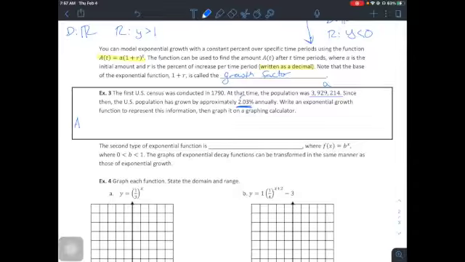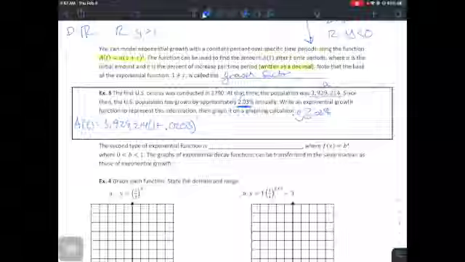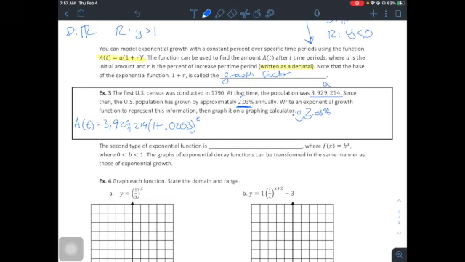So we have A of t, or the amount as a function of time, is equal to 3,929,214 times 1 plus r, the percentage, 2.03% as a decimal, and move it to the left twice, is 0.0203 to the t power. And what's nice is you could use this function to then predict, hey, what's our population now? What do we think it should be? So I could plug in how many years since 1790.